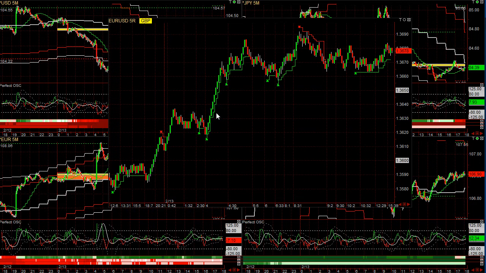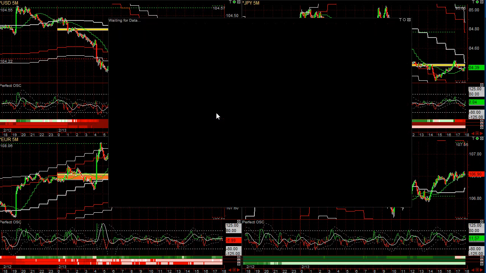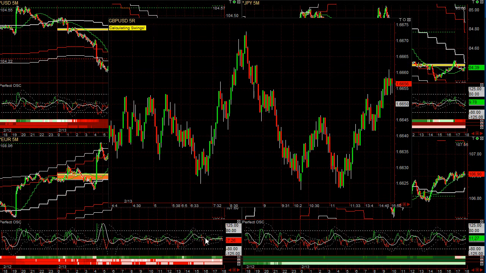Let's bring up the pound dollar, which was also very strong today. The dollar was weak, the pound was strong, and once this comes up, our tools now show you what's going on. It lets you know approximately how much of the mathematical calculations on past bars is being done, and then when it gets to 100% it loads.